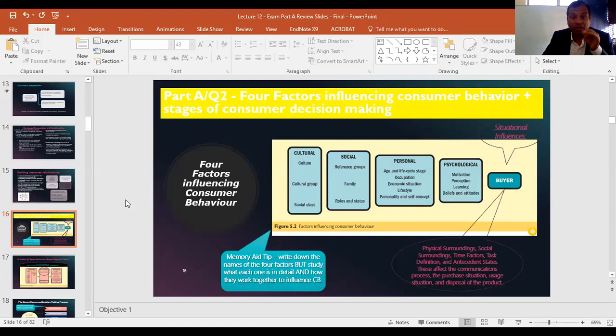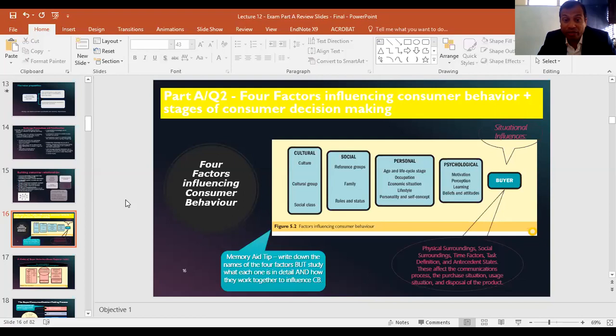Suppose this is another chapter, consumer decision making. Four factors influence consumer behavior, and there are stages of consumer decision making. Remember, there are 5 or 6 stages, and in this slide, the 4 major factors which influence buying behavior are cultural, social, personal, and psychological. The memory tip says: write down the names of the 4 factors, but study what each one is in detail and how they work together to influence consumer behavior.